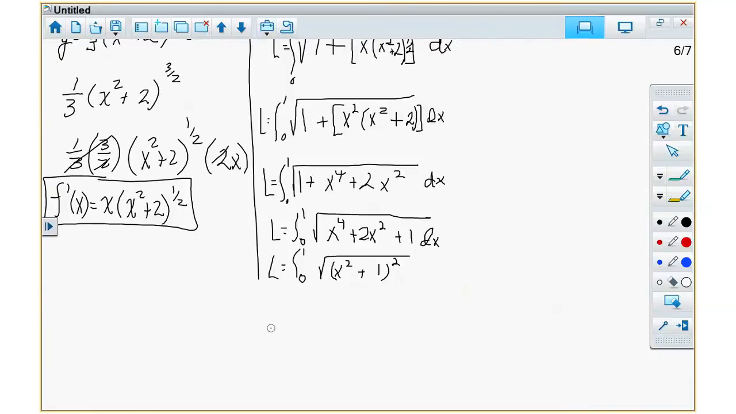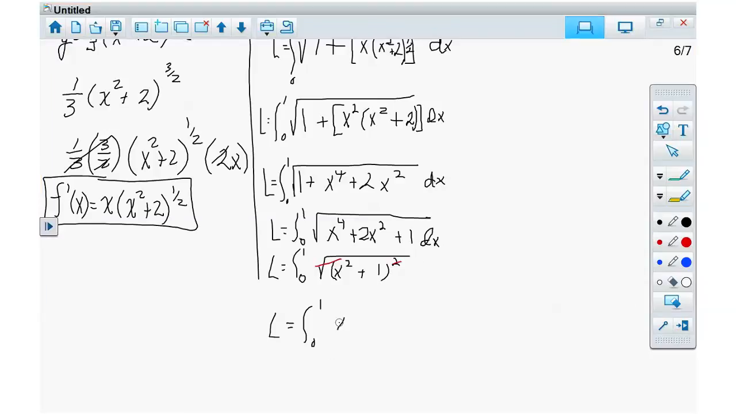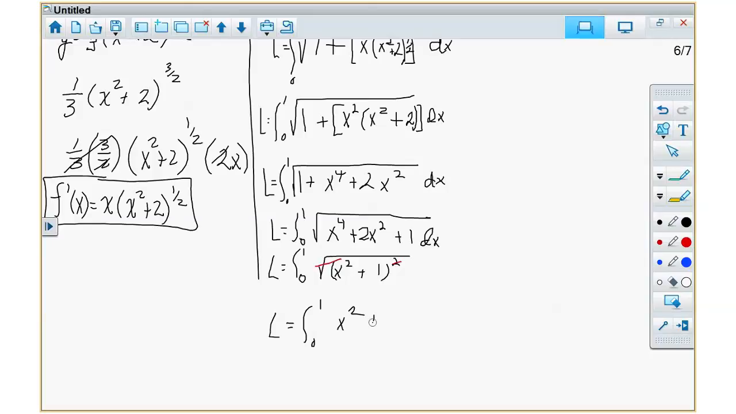All right, I'll do this for you. L is equal to the antiderivative. That takes that out. X squared plus 1. All right, now you finish it. You should be able to do that, people.